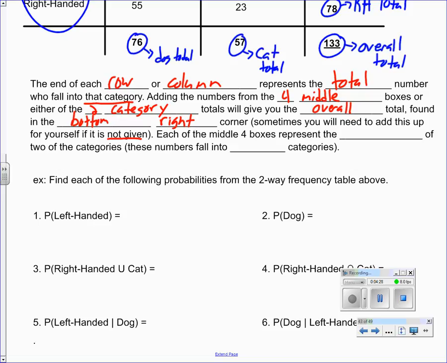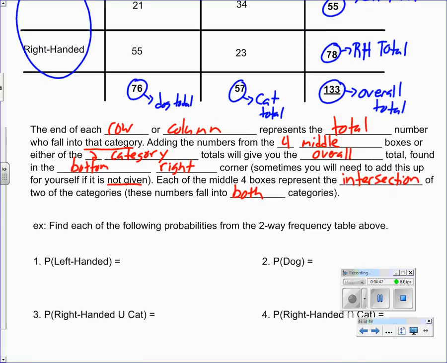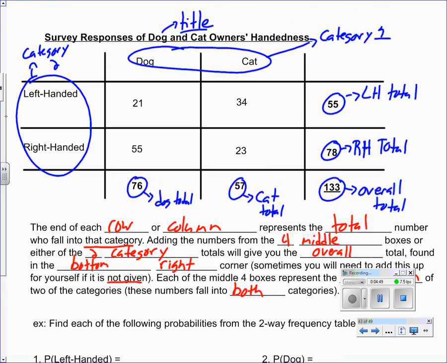So now we're going to talk about the middle boxes. Each of the middle four boxes represent the intersection of two of the categories. So these numbers fall into both categories. That's what the middle represents. And that's one of the reasons we use this for probability so often. It's so easy to see what the intersection is. So for an example, if I looked at this 34 here, this would be the intersection of left-handed and cats. These people are both left-handed and cat owners.